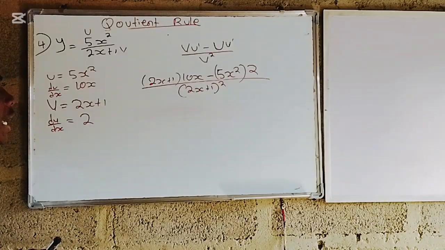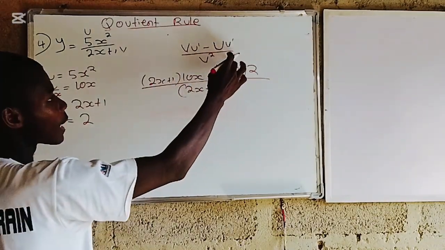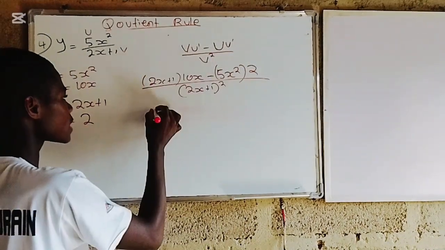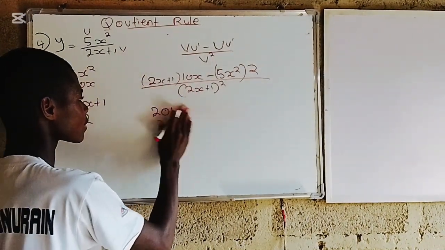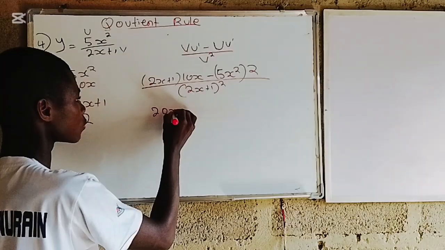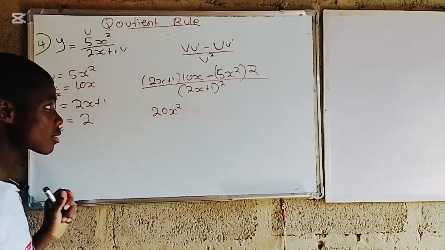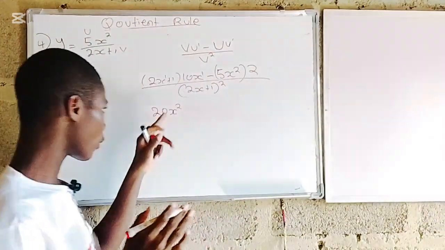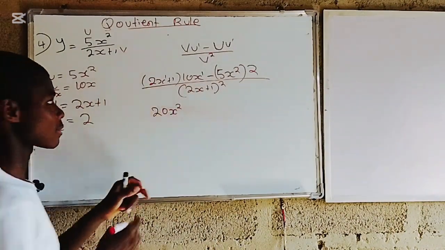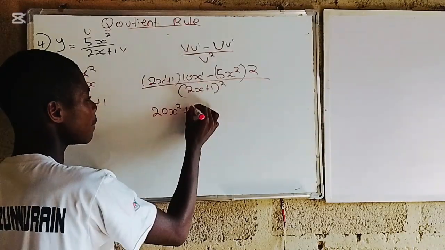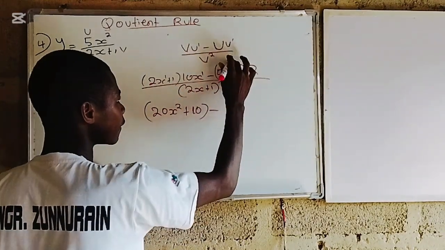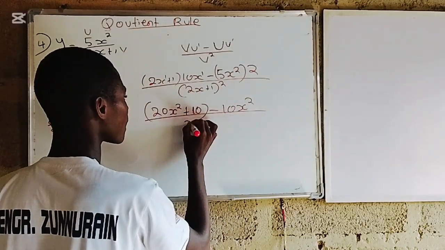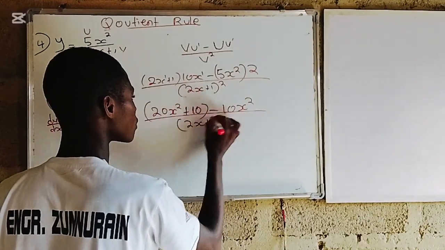The next thing I'm going to do here is I have to say 5 multiplied by this 2, which is 10x squared. This times this, I'll get 20x squared, because I have the same base, so I have to add the powers and then I'll get 2 as my power of x. Plus 10 multiplied by 1, which is 10, minus 5 times 2, which is 10x squared, divided by 2x plus 1 squared.